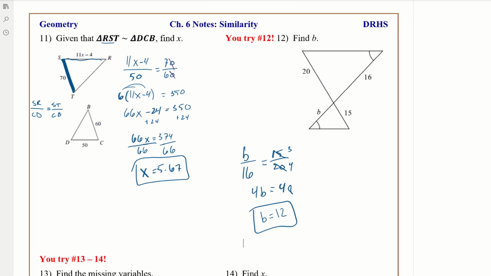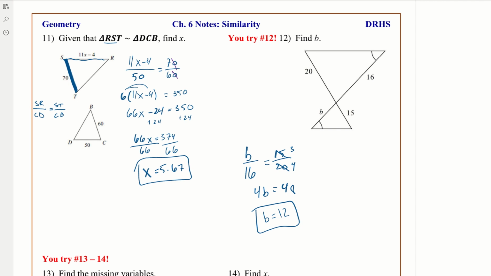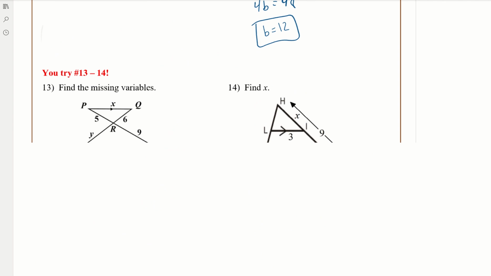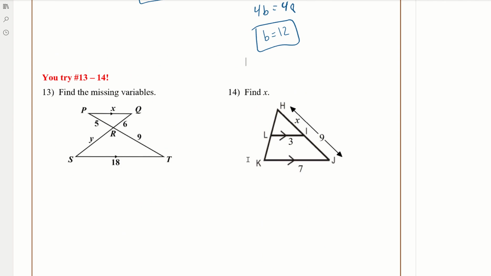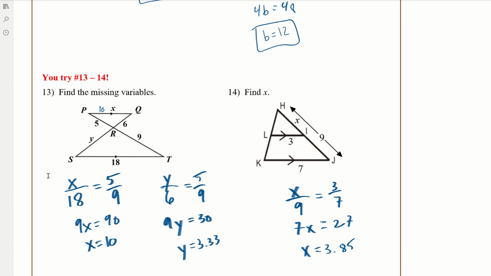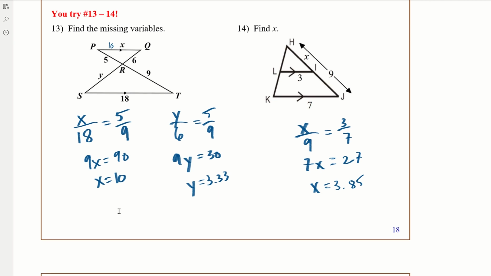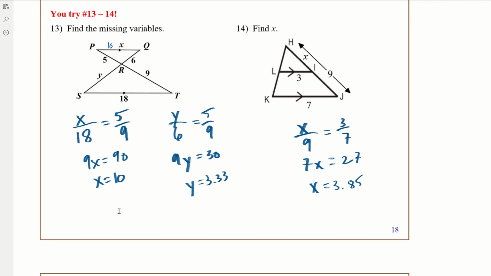Okay, for number 12, pause again if you need to look over it, but I get B is 12. I'm going to have you guys go ahead and try numbers 13 and 14 as well. Okay, here are the solutions for x and y for number 13, and then just x for number 14. I didn't miss a variable in number 13, did I? I think it was just x and y. Okay, so pause and revisit this if you need a little bit more clarification.